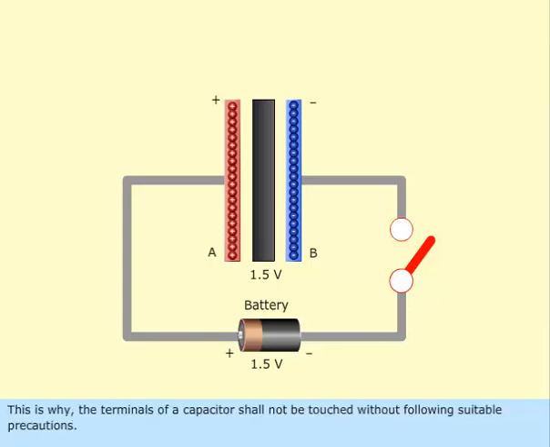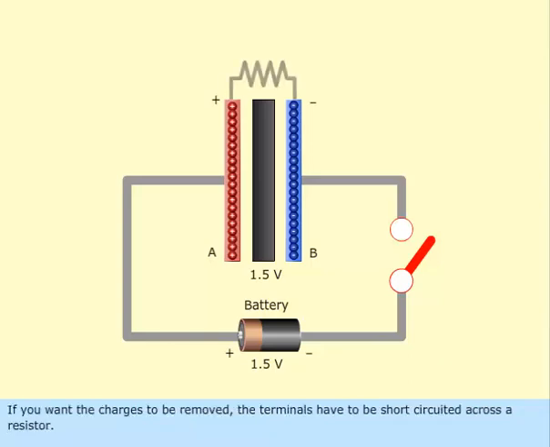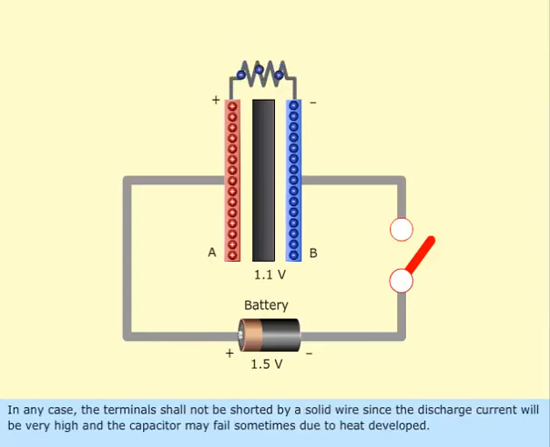This is why the terminals of a capacitor shall not be touched without following suitable precautions. If you want the charges to be removed, the terminals have to be short-circuited across a resistor. In any case, the terminals shall not be shorted by a solid wire, since the discharge current will be very high and the capacitor may fail sometimes due to heat developed.